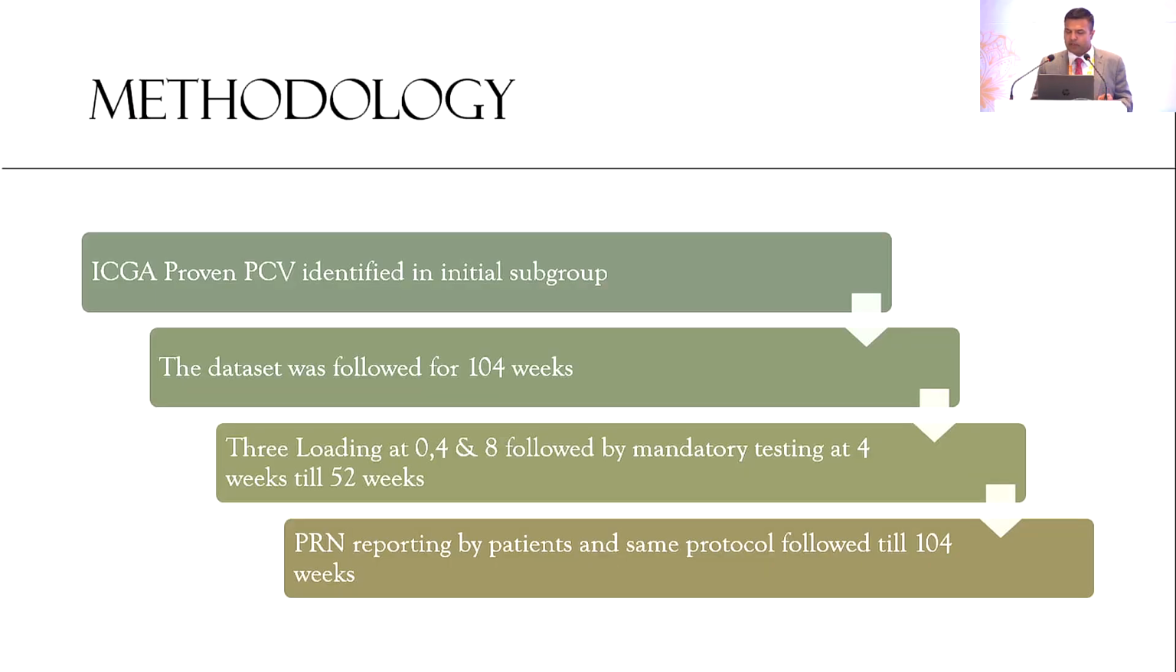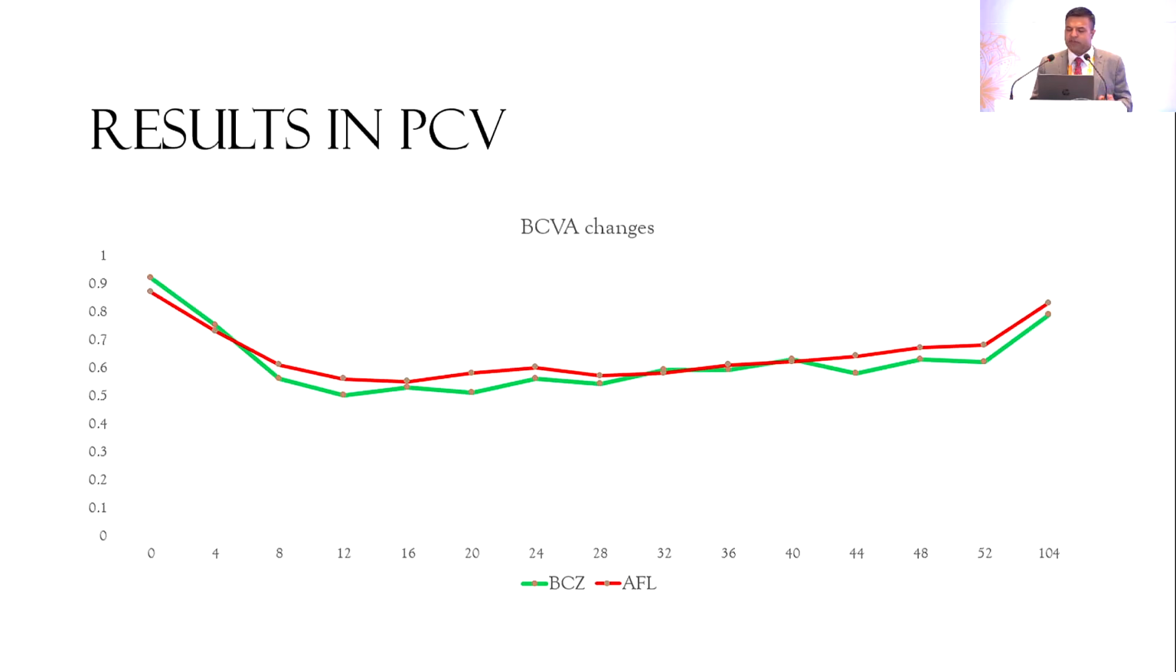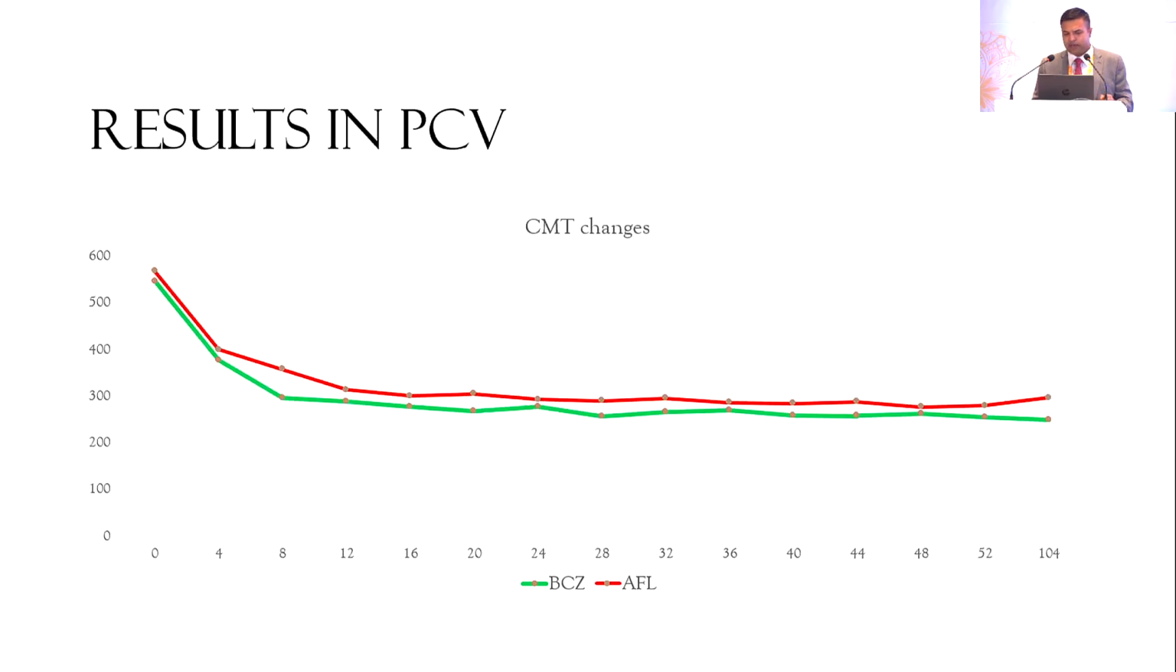And this was the methodology that we followed. The best corrected visual acuity changes show that there is an early achievement of better visual acuity with brolucimab, though both the molecules become similar by about 52 weeks. Until about 104 weeks, the effects remain. From 52 to 104 weeks, these patients were kept on a PRN regime rather than a strict 4-weekly mandatory follow-up. In the central macular thickness group also, we realized that in the first 12 weeks the drying effect is much higher with brolucimab, which is retained till 104 weeks.